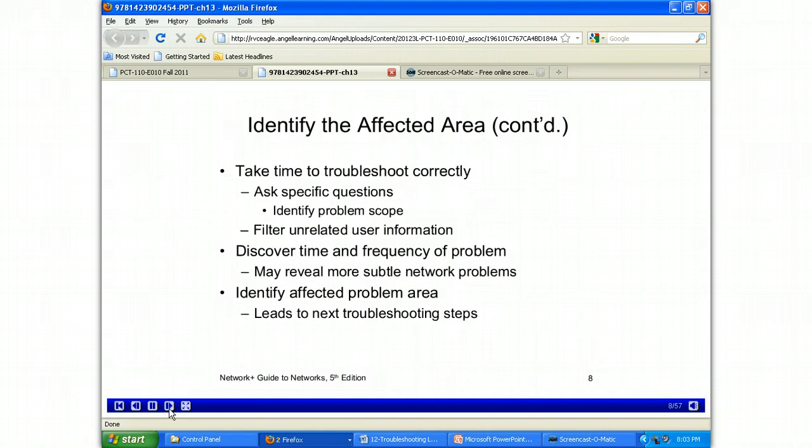Take time to troubleshoot correctly. Ask specific questions, like were you able to get into any other application? I had a hard time getting into the email system. Like, maybe my time system was a little slow. Filter unrelated user information. What that means is they can give you information that has nothing to do with the problem, and they will.